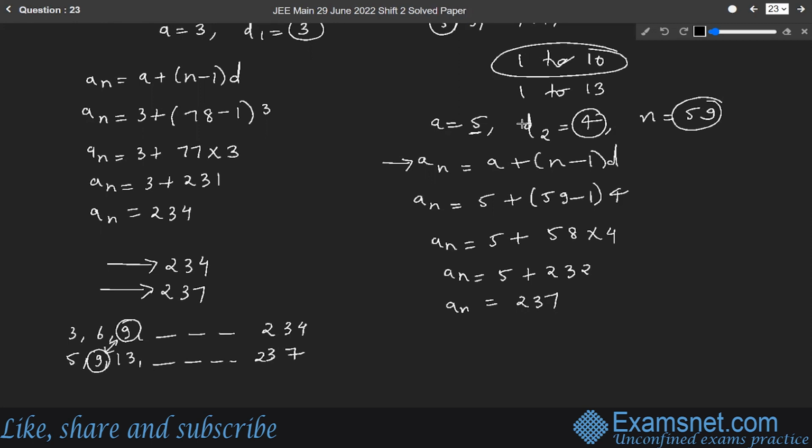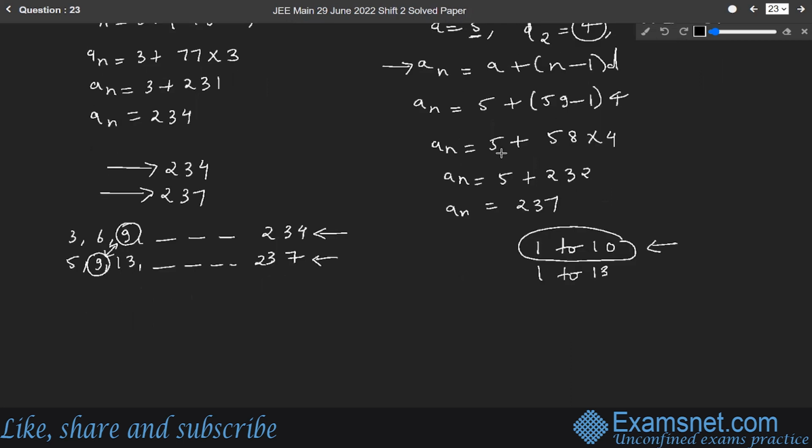As I told you, if a series contains elements from 1 to 10 and another series contains elements from 1 to 13, and if we want to take the common elements, then the common elements will be from 1 to 10, right? Because 11, 12 and 13 are not present in series 1. Similarly, here series 1 contains the last element which is 234, and here the last element is 237, but we want to take the common terms, so the common terms will be up to 234 only. So what will be the common last term? The common last term will be 234 for both the series. And what is the common first term? Common first term is 9.